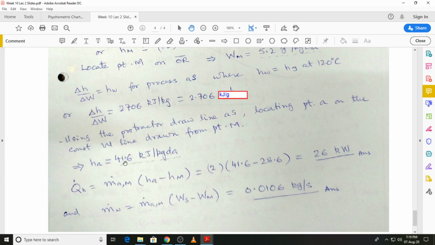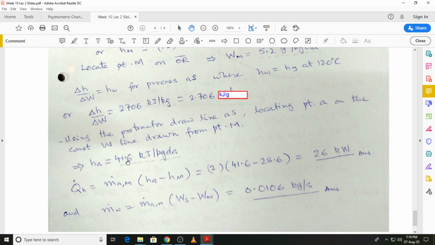And then we need to find out the amount of sensible heating, and that's a simple energy balance, the mass flow rate into the change in enthalpy. The enthalpy change is from M to A, so hA will be higher: hA minus hM into m dot a. All the values we have, and that gives us the sensible heating rate of 26 kilowatts.